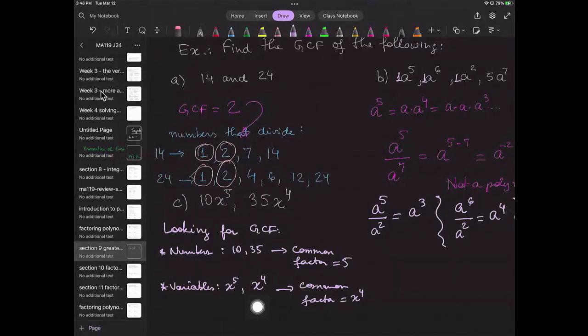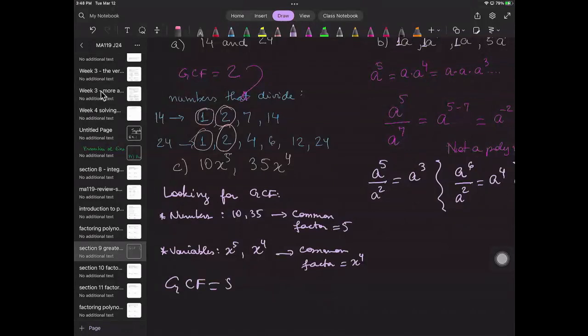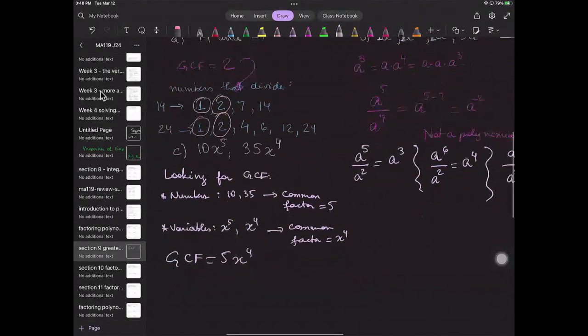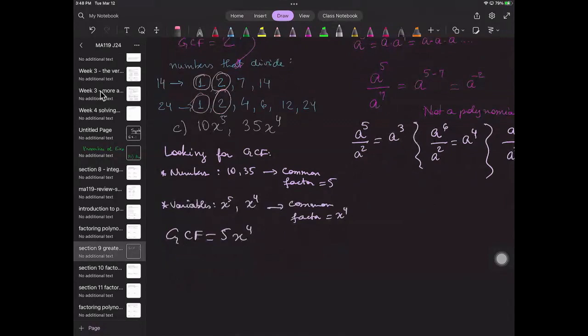So it's a polynomial. My GCF is the 5, the common factor of the coefficients, and x to the 4th, the common factor of the powers with the variable x. Okay, so 5x to the 4th divides 10x to the 5th and divides also 35x to the 4th. So that's why it's the GCF for that. The next thing I want to mention, now that we know what the GCF is, is how we use that to factor. An example, use the GCF to factor.